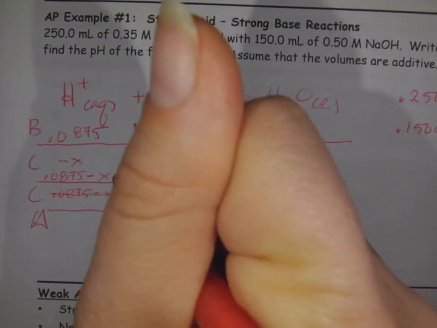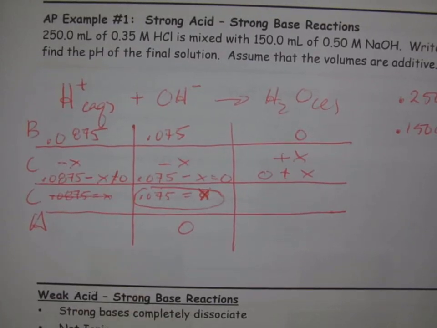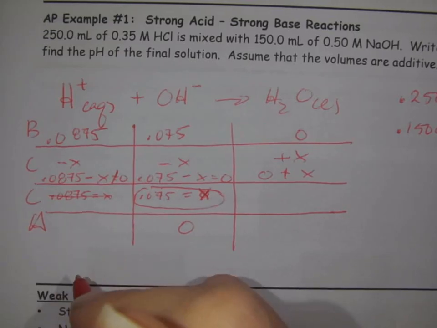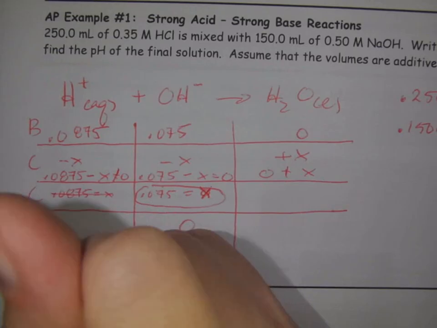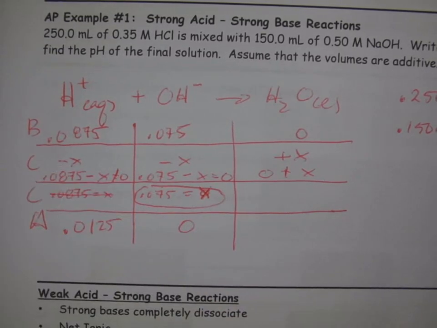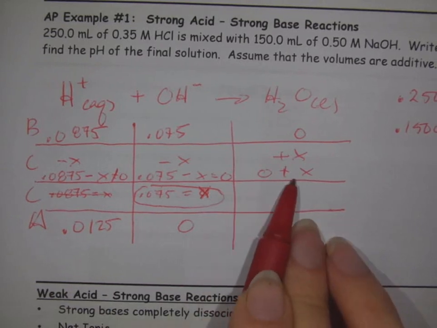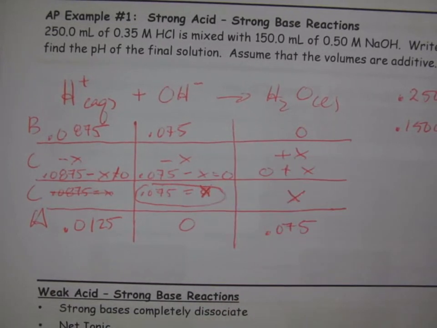So for the acid, this does not actually equal 0. So let's see what it is. 0.0875 minus 0.075. So we are left with 0.0125 moles of that acid. Now 0 plus x is just equal to x, and now we know what x is, so that's how many moles of water. Okay, great.